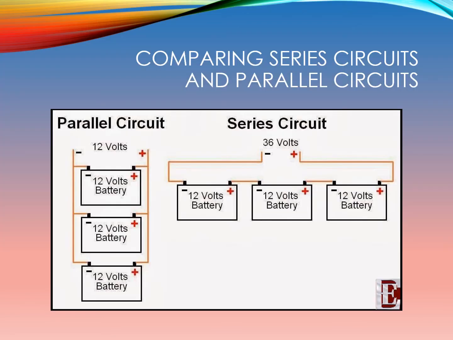You can see in this example the difference of the series circuit and parallel circuits in terms of the battery or the voltage. You have three batteries, and they all have the same voltage, which is 12 volts. In the parallel circuit, the output will have 12 volts. On the series circuit, you'll have three batteries having the same voltages, 12 volts each, and the output will be 36 volts. So that's the difference in comparing the series and parallel circuit.